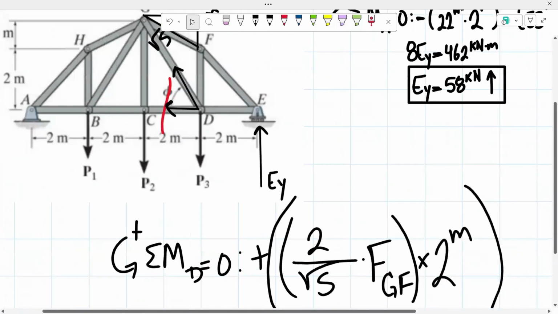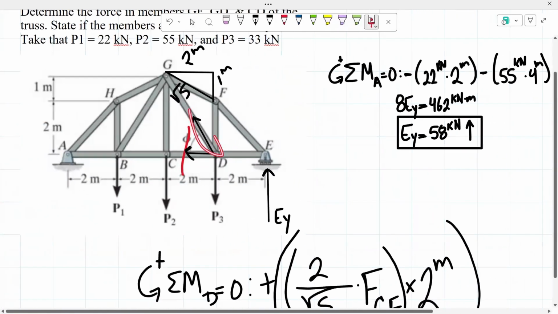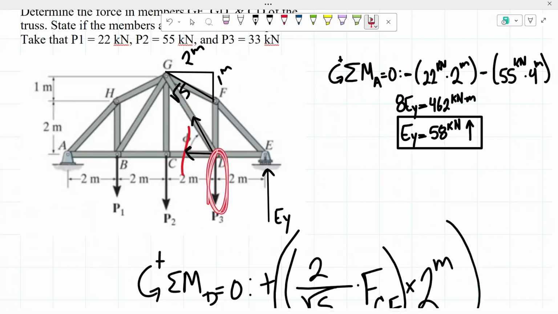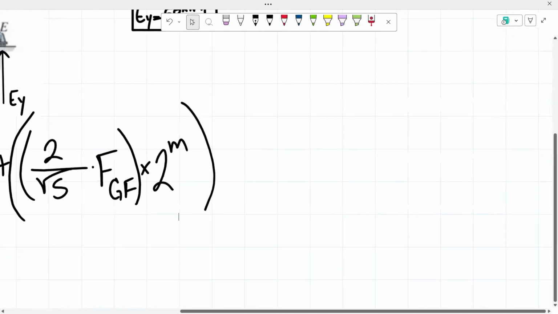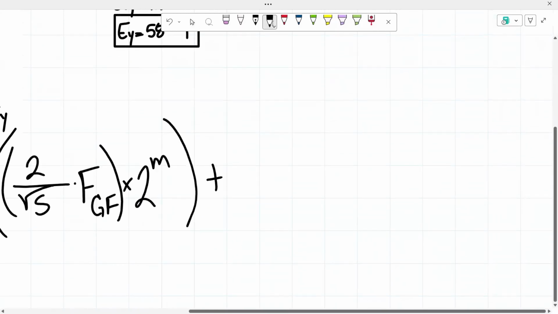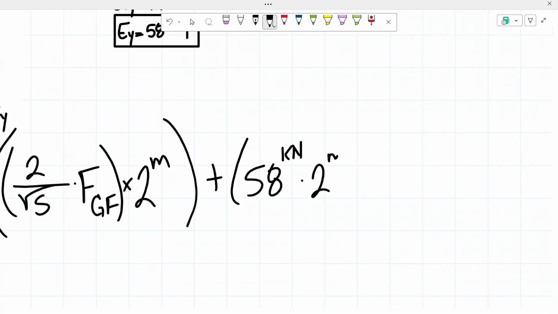From there, at point D, we know that this member will not be creating a moment, this member will not be creating a moment, and our P3 will not be creating a moment. The only thing that's going to be creating a moment is our reaction. We know it's going to be creating a counterclockwise moment as well, with a force of 58 kilonewtons and a distance from E to D. We know there's a distance of 2 meters as well. So positive moment of a force of 58 kilonewtons times 2 meters, and all of that has to equal 0.